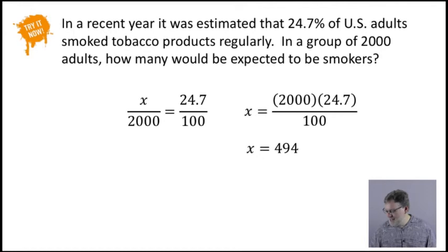In a recent year, it was estimated that 24.7% of U.S. adults smoked tobacco products regularly. In a group of 2,000 adults, how many would be expected to be smokers?